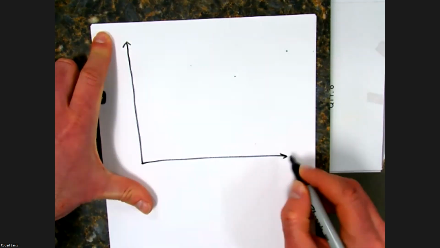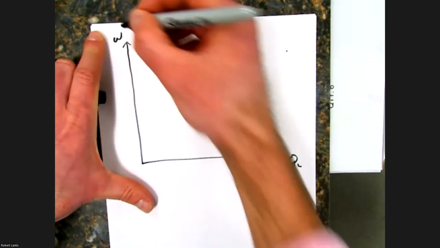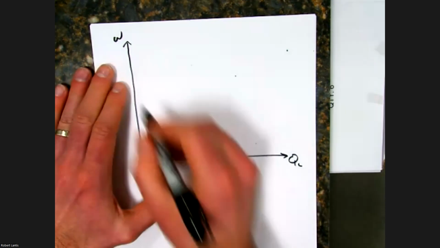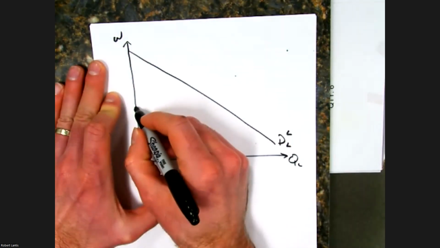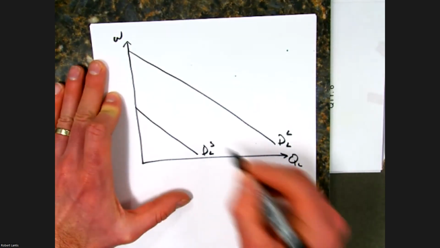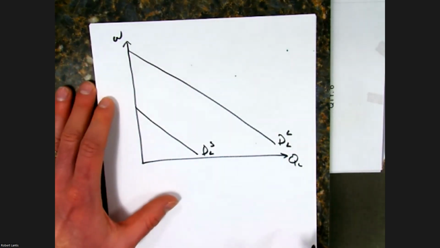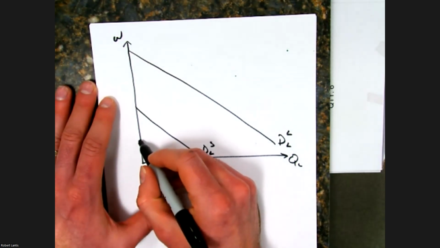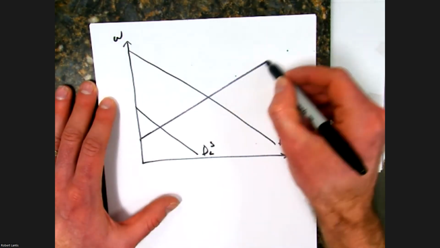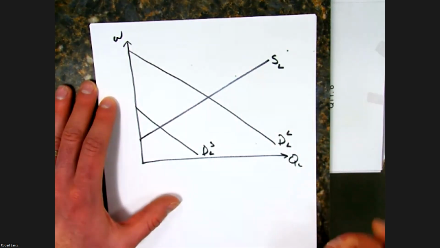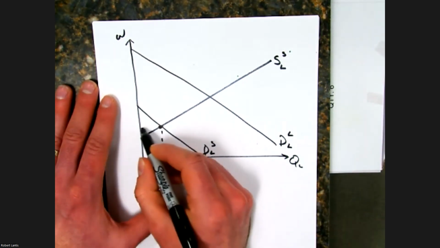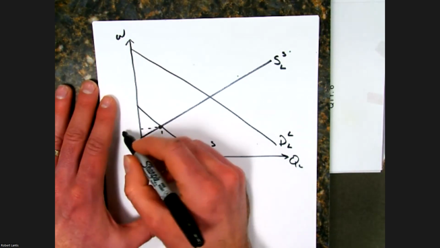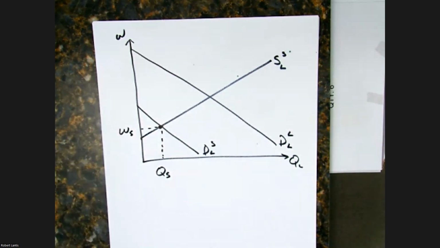To think about what we might see play out with small and large market teams. Let's say I've got my demand curve for labor from large market teams, and my demand curve for labor from small market teams. Let's say right here, this is my supply curve in the small market. So our equilibrium in the small market: we see this quantity of labor, and this is the equilibrium wage.